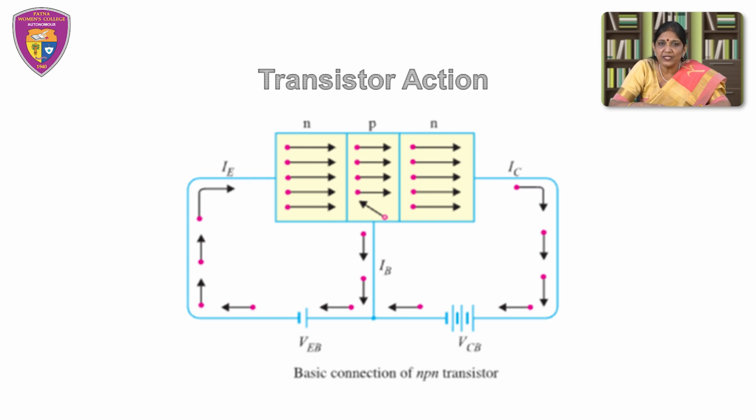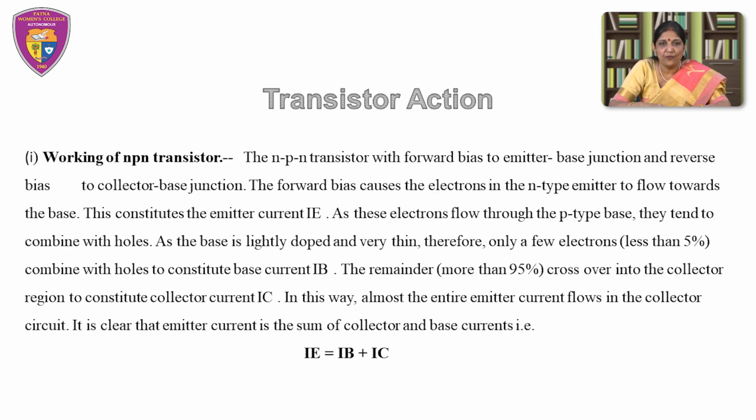Therefore, the current in the collector circuit depends upon the emitter current. If the emitter current is 0, then the collector current is nearly 0. However, if the emitter current is 1 milliampere, then the collector current is also about 1 milliampere. This is precisely what happens in a transistor. Now we shall discuss this transistor action for NPN and PNP transistors.